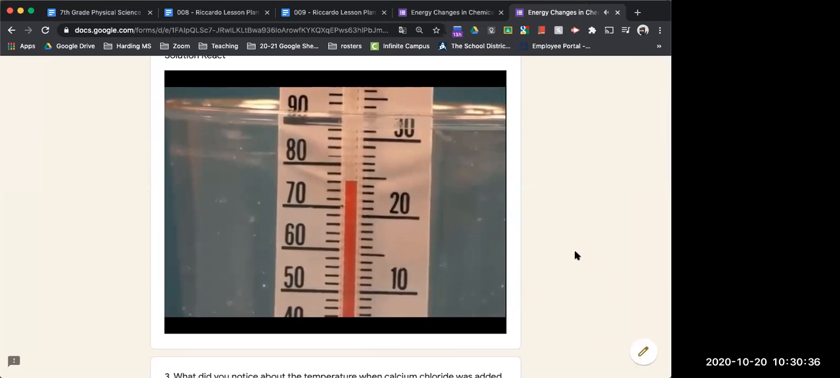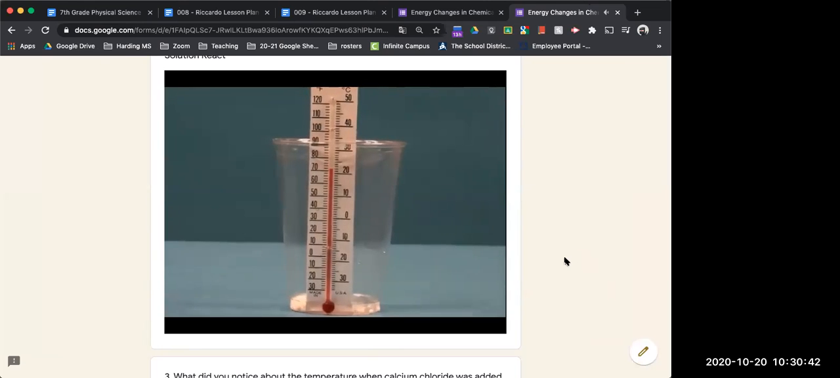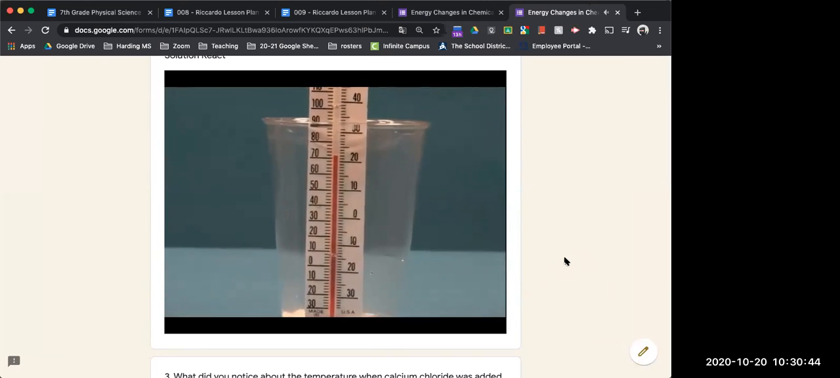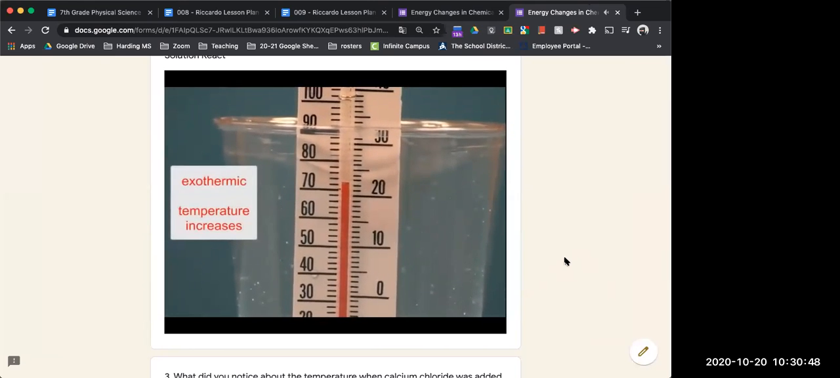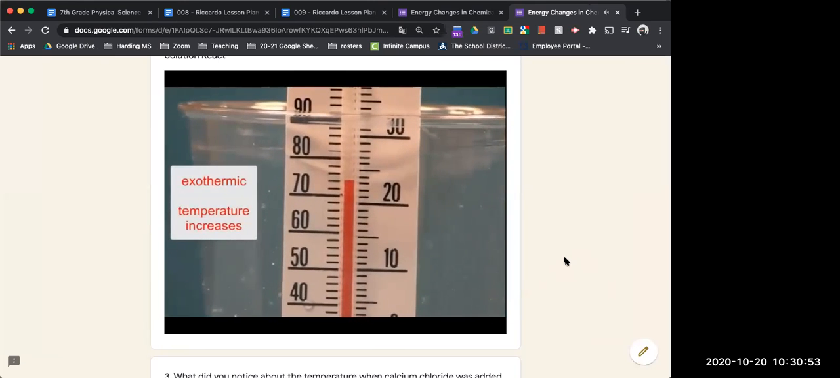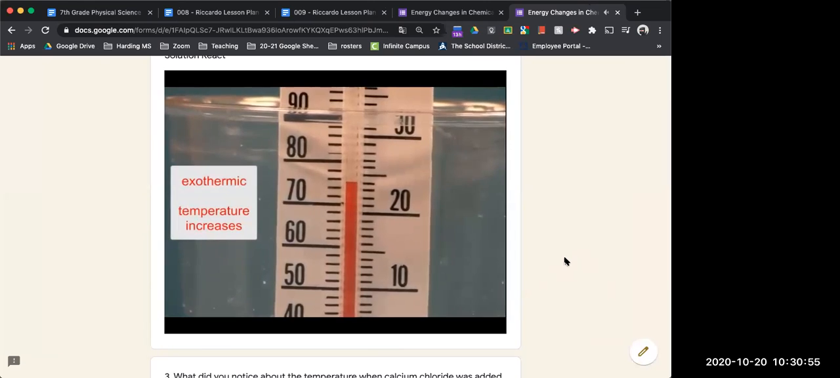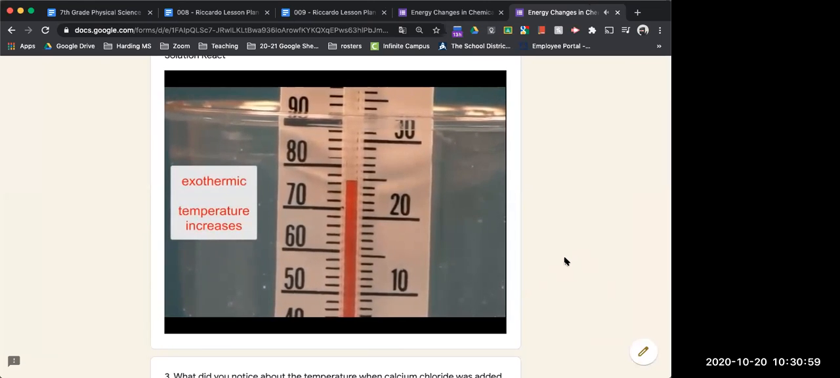The temperature started at 22 degrees Celsius and is rising to 25 degrees Celsius. Let's watch again and discuss this reaction. When the reaction temperature increases, we call it an exothermic reaction. The first part of the word, exo, means out or out of, and thermic has to do with heat or heat energy. So an exothermic reaction means that more energy goes out or is released by the reaction than goes into it. This leaves the reaction mixture at a higher temperature.